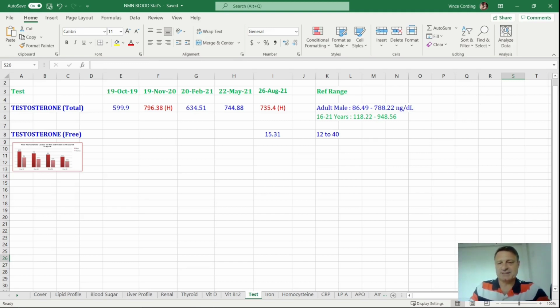So I did manage to get it done. I came back with a score of 15.31, which, when you look at this particular clinic's reference range, I should be between 12 and 40, although it doesn't stipulate ages for men. It just says between 12 and 40. So I thought 15 was only just above 12 and I should be closer to 40.